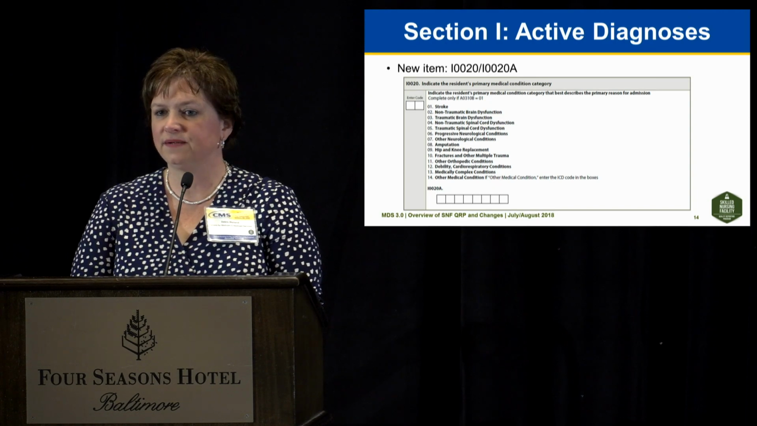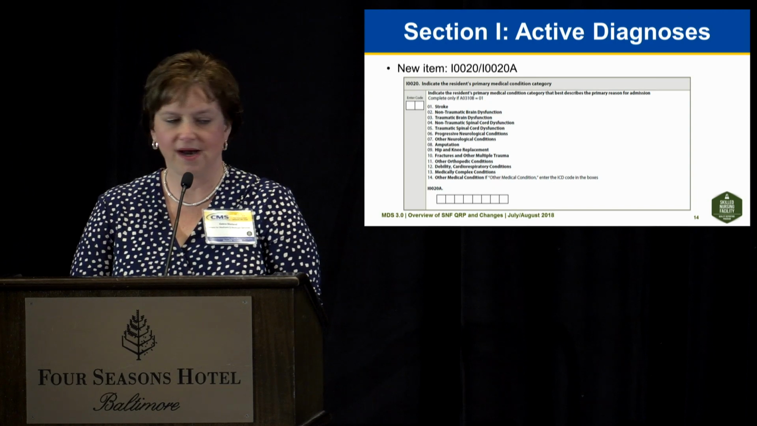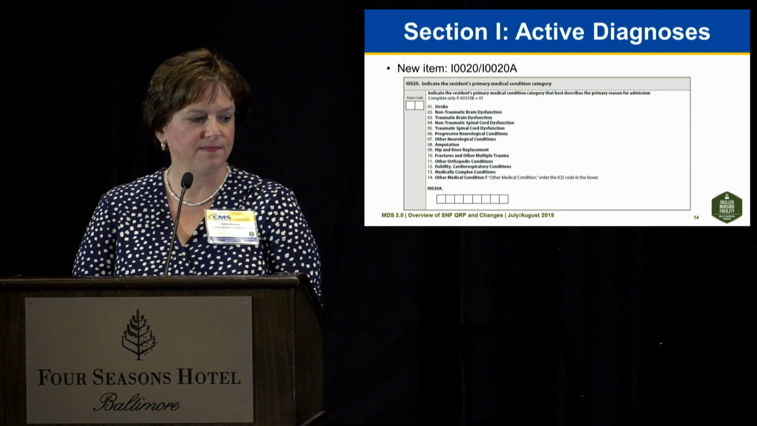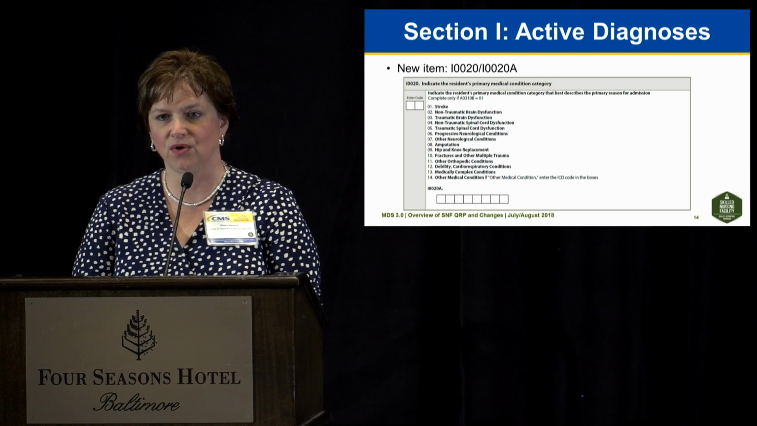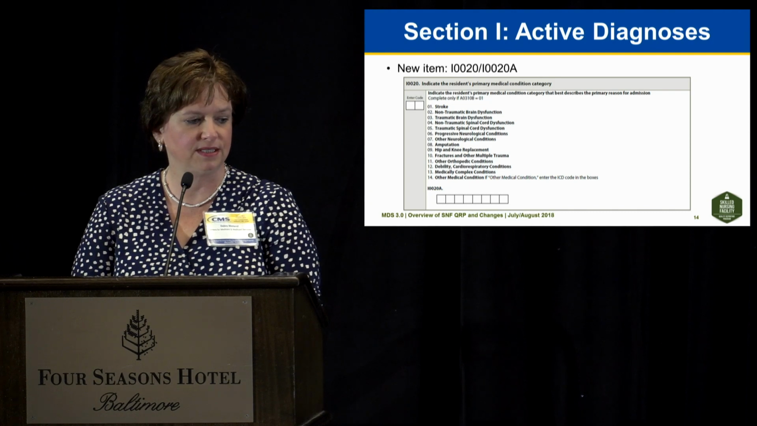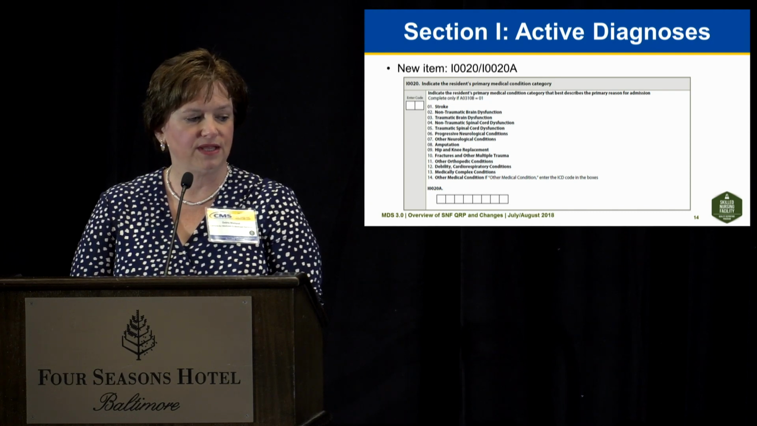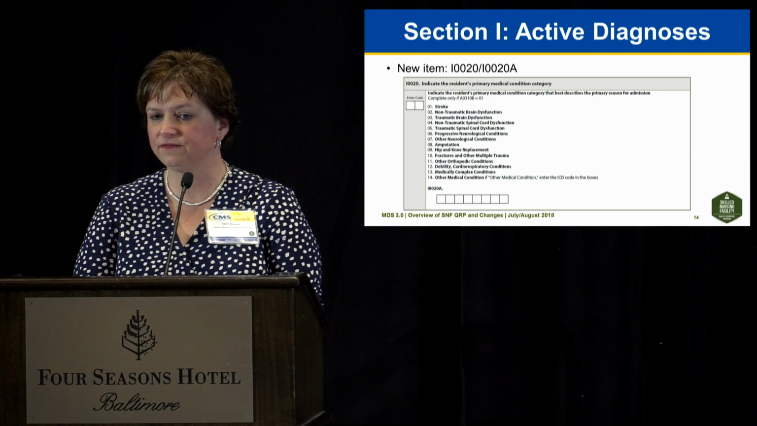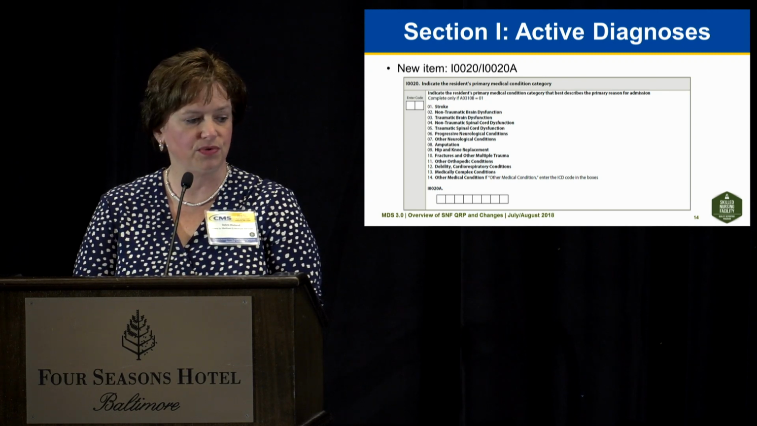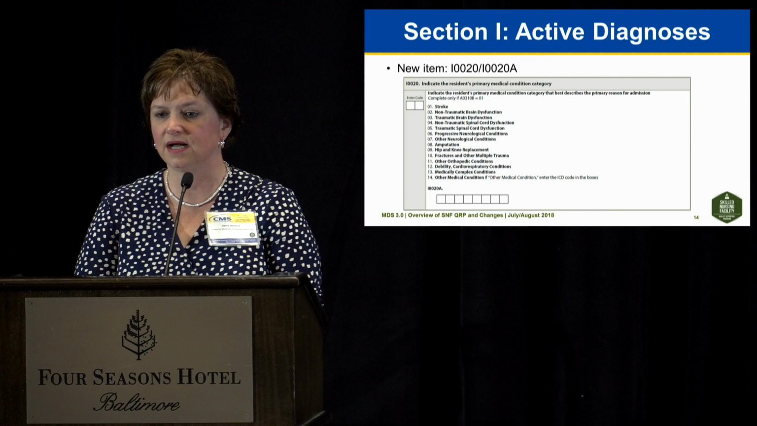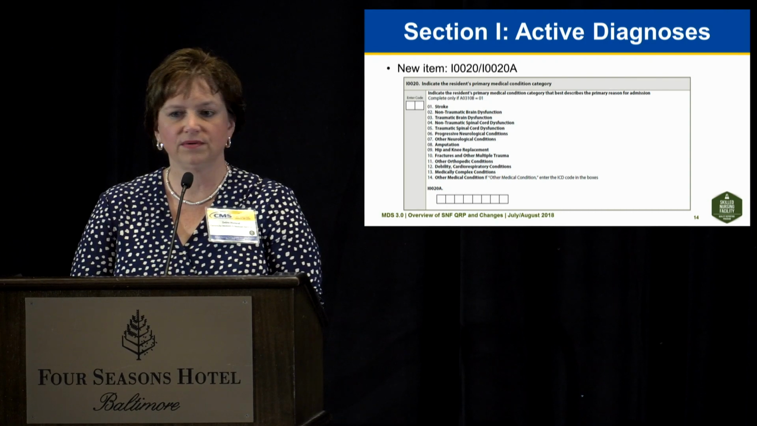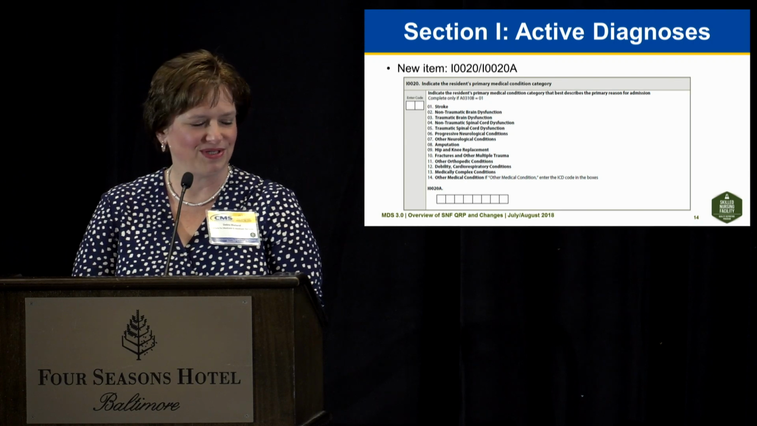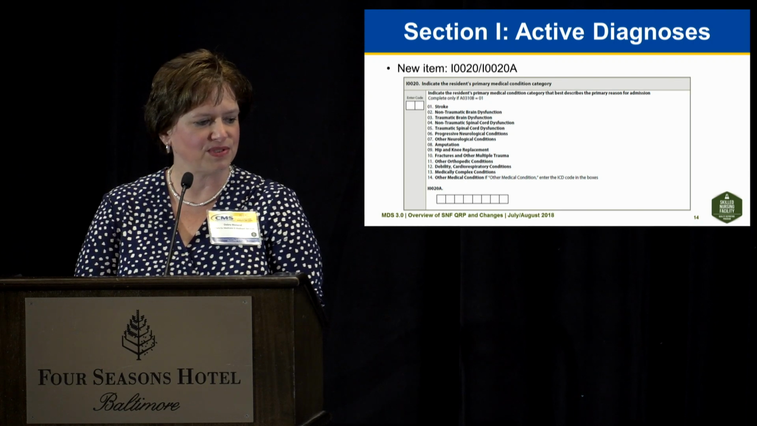Here are 2 new items that you will see in section I. The first item indicates the resident's primary medical condition category at the time of admission. So you can see that you will have a list of conditions from which you can identify for that resident. You will get additional information in subsequent training about these new items as well.